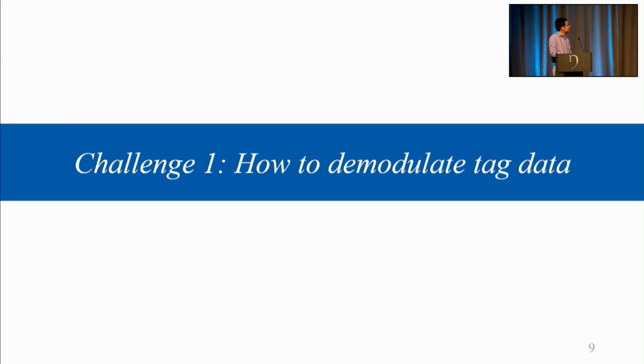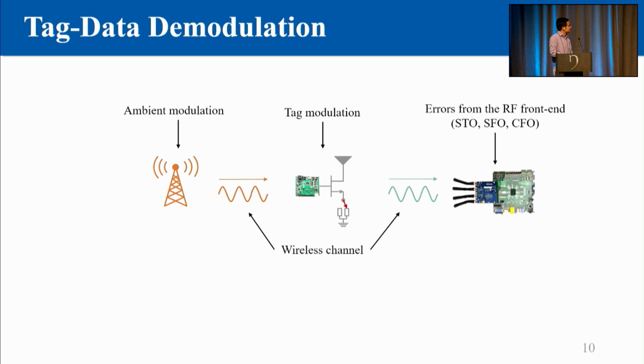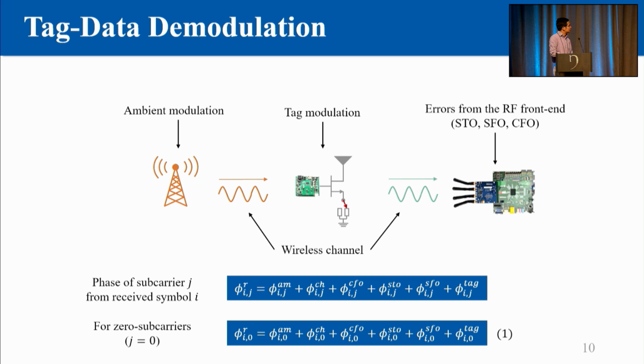Now let's see the first challenge, how to demodulate tag data. This is the signal transmission process of our system. The phase of subcarrier j from the received symbol i can be indicated by this equation, which takes into account ambient modulation, tag modulation, wireless channel, and RF front-end errors such as STO, SFO, and CFO. For zero subcarriers, j is 0. We focus on equation 1.